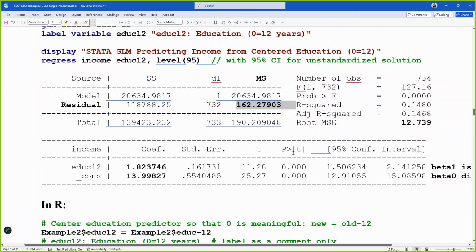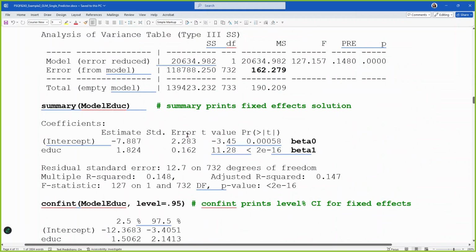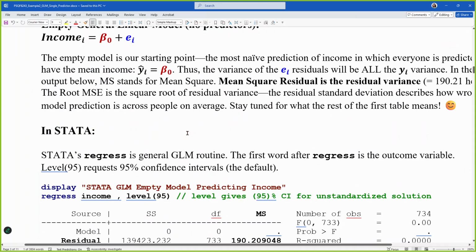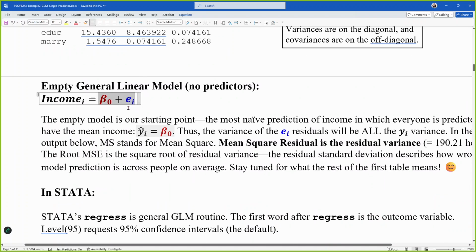Let's think about it from a model comparison point of view. Where did we start? Go back to the empty model for a second. So the variance of the e's is what we're talking about. In this model, the e for each person, if I square it, then sum it across people and divide by n minus 1, because we had to know what the fixed intercept is to get the e, then the variance of the e's across people is 190. Okay, that's where we started.